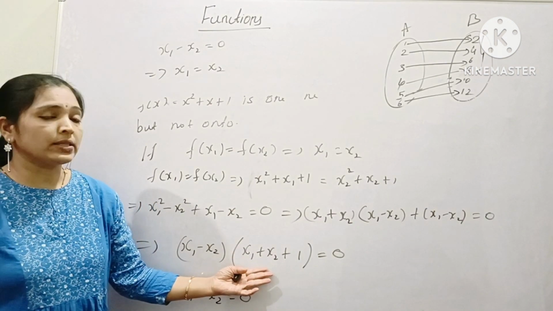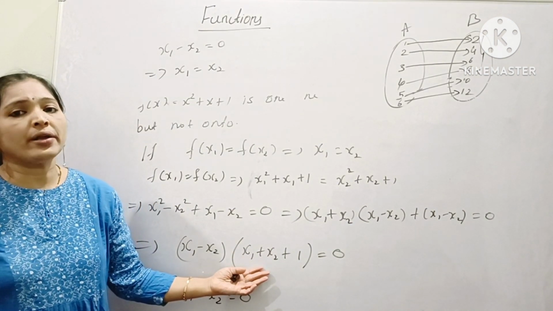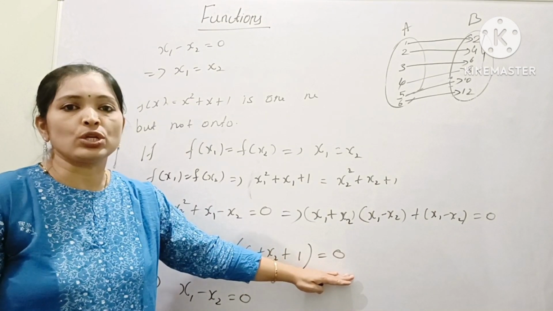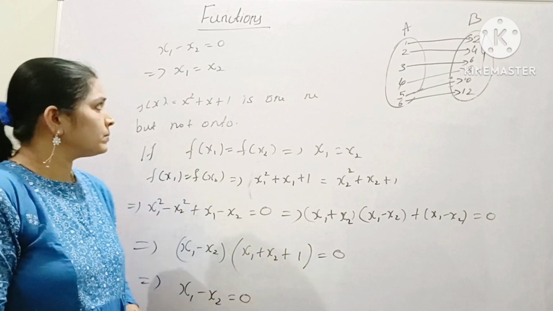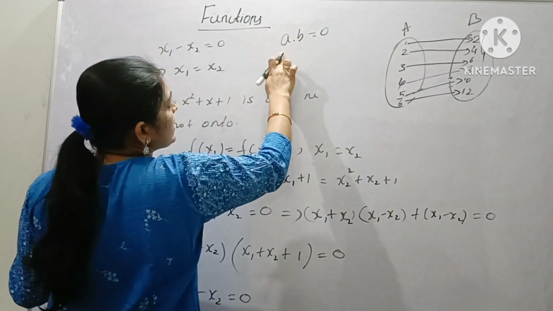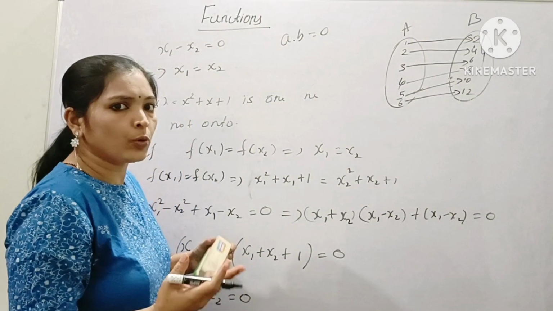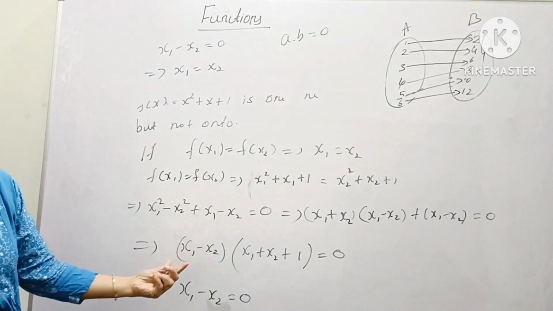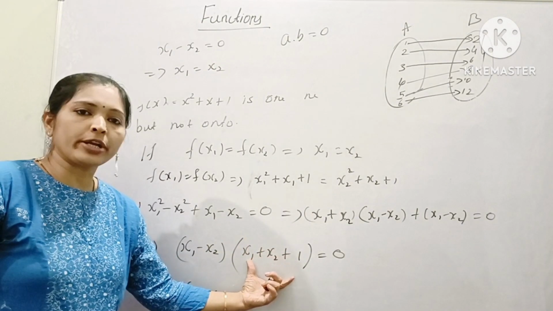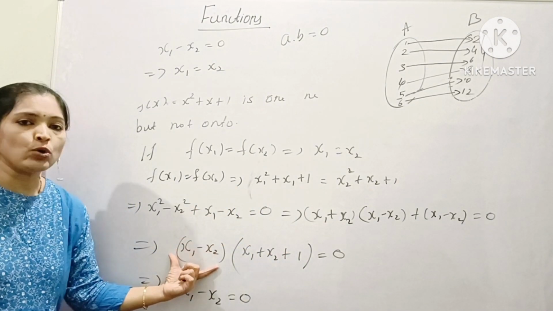See here, these x1 and x2 are natural numbers. So x1 plus x2 plus 1 equal to 0 is not possible, right? If a into b is equal to 0, it means either a is equal to 0 or b is equal to 0 or both are 0. So here x1 minus x2 is equal to 0 or this one is equal to 0. It is not equal to 0, so the other one is equal to 0.